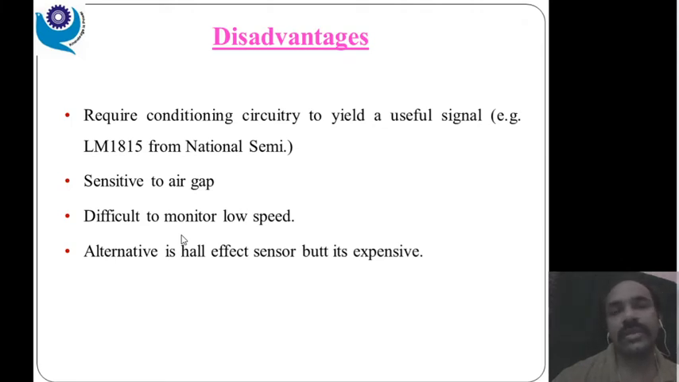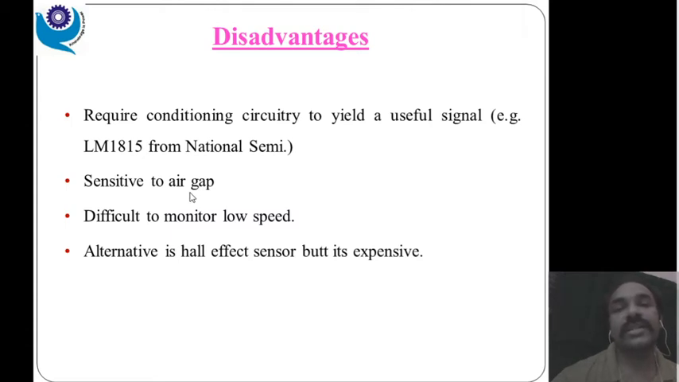Whatever EMF is generated is in millivolts, and for the further electronic circuit we need around 5 volt minimum. For that purpose the signal conditioning part is required. That signal conditioning can be done with the LM1815 from National Semiconductor, which is standard. Else with the help of an op-amp, or with the help of a transistor, we can design it, simply a 741 op-amp.